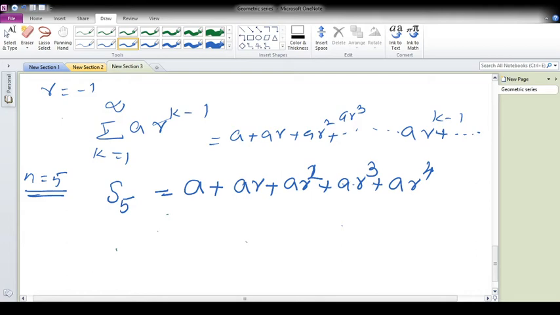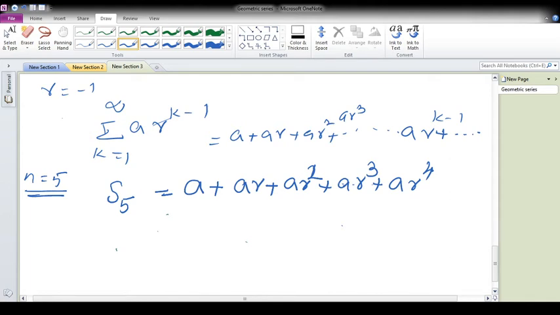Similarly, take n equal to 7. So a minus a plus a minus a plus a minus a plus a. Okay, so these two cancel, these two cancel, these two cancel, we get a. So generally we can say n odd, Sn equal to a.